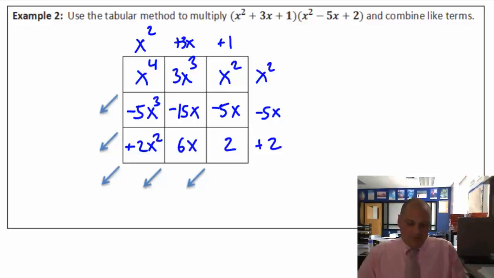Now, you can see a little better now. See the arrows? There's nothing to combine with x to the 4th. It's just x to the 4th. Both of your x to the 3rds are along this diagonal here. See that? They all line up along the diagonal.